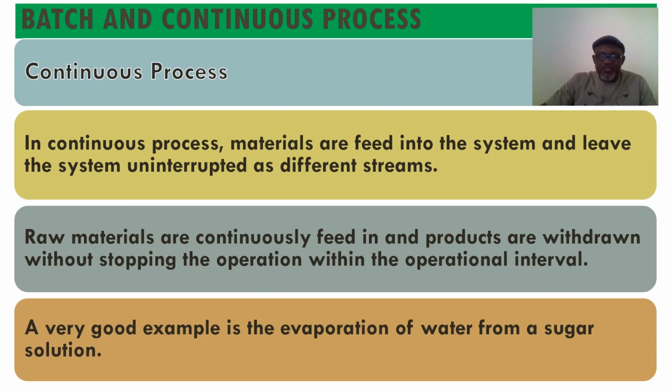Now, for continuous process, materials are fed into the system and leave the system uninterrupted as different streams. So that's why it is continuous. Raw materials are continuously fed in and products are withdrawn without stopping the operation within the operational interval. So it's a continuous process. As raw materials are going in, products are withdrawn, and the process is continuous. It does not stop in between. A very good example is evaporation of water from a brine solution.